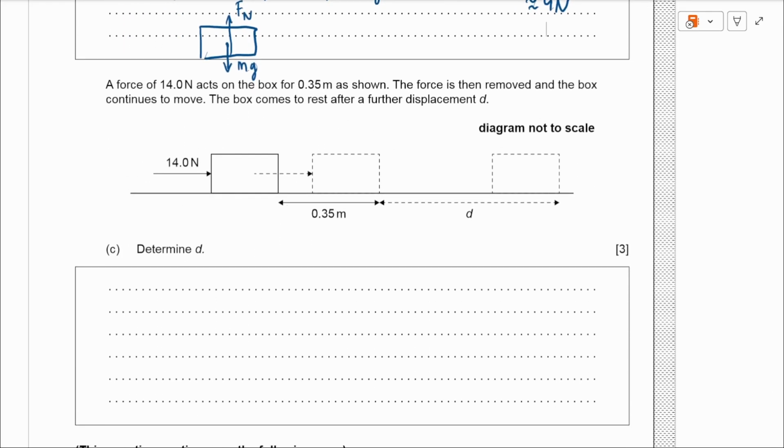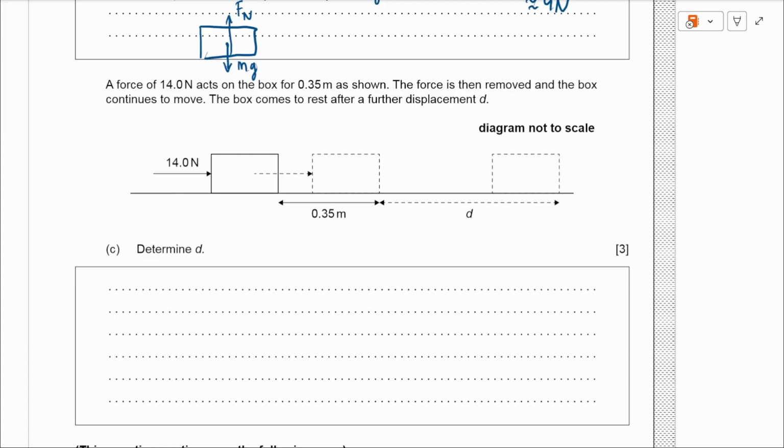Okay, here we have a force of 14 newtons acting on the box for 0.35 meters. And then the force is removed and the box comes to rest after displacement d. We need to determine this distance. So as usual, there are two approaches here. There's an energy approach and there is a Suvat approach. What I'll do here is show the energy approach and briefly explain how the Suvat approach would work.